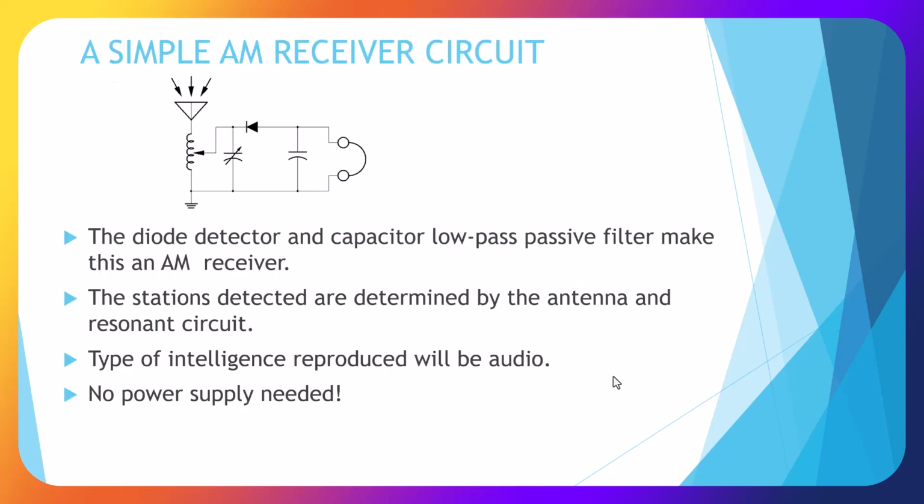Here's a circuit of a simple AM receiver. It's a diode type, so the diode detector and capacitor low pass filter make this an AM receiver. The stations detected are determined by the antenna and the resonant circuit. The type of intelligence reproducer will be audio, and no power supply is needed.